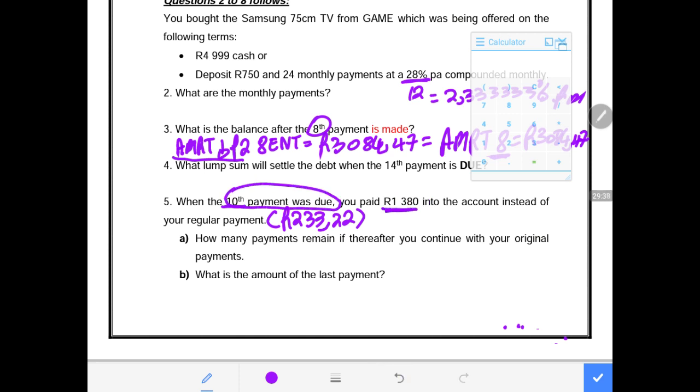Then we deduct the 10th payment and we get to the balance after the 10th payment of 1,380 was made. That is very important to note. Then we have to calculate the number of payments based on the balance after we have deducted this payment, which is no longer the regular payment.